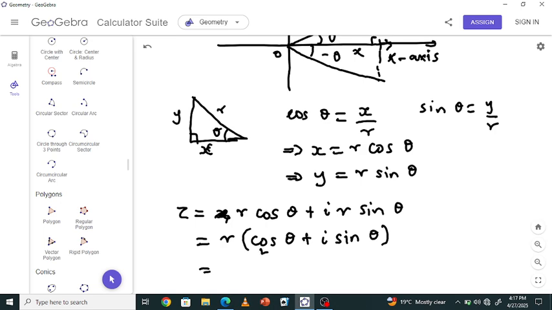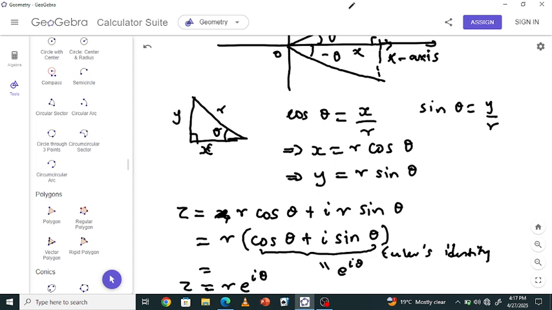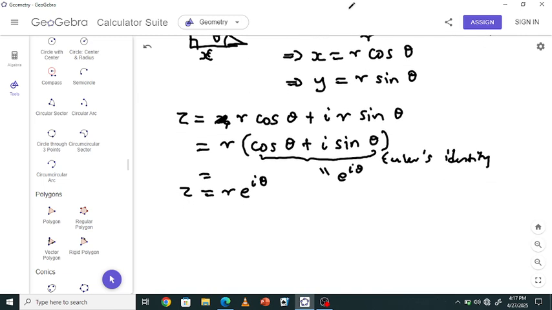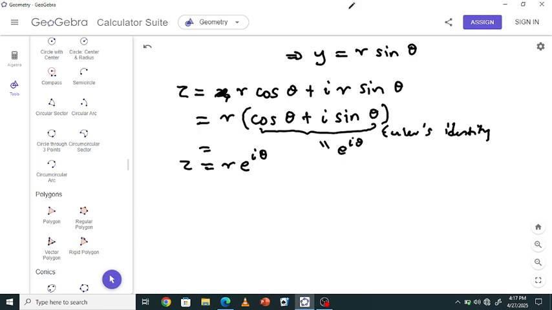But now we have an identity that's called Euler's identity. Euler's identity states that cos theta plus I sin theta is equal to e to the I theta. That means our z is equal to r e to the I theta, and that's the polar form of that complex number that we have. But now theta will be found using tan inverse y over x.